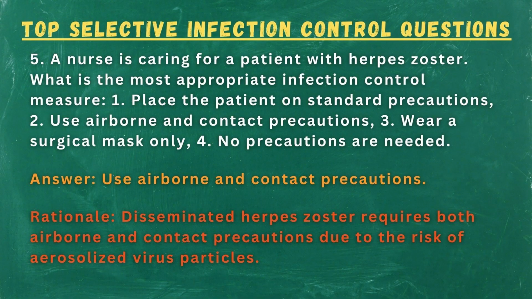5. A nurse is caring for a patient with herpes zoster. What is the most appropriate infection control measure? 1. Place the patient on standard precautions. 2. Use airborne and contact precautions. 3. Wear a surgical mask only, for no precautions are needed. Answer: use airborne and contact precautions. Rationale: disseminated herpes zoster requires both airborne and contact precautions due to the risk of aerosolized virus particles.